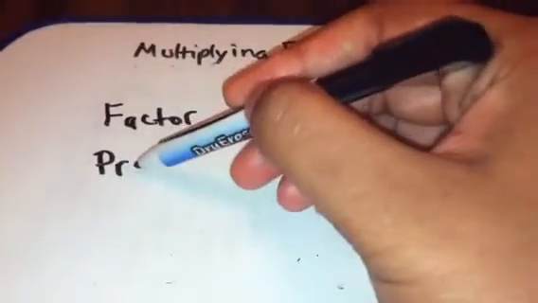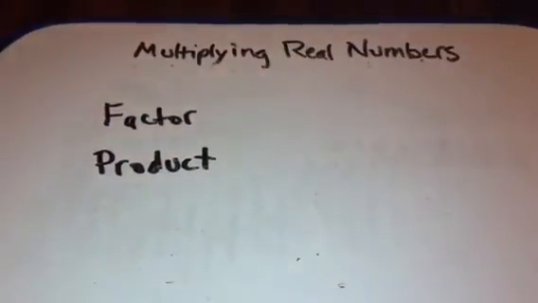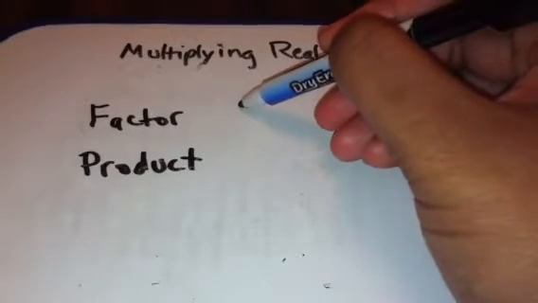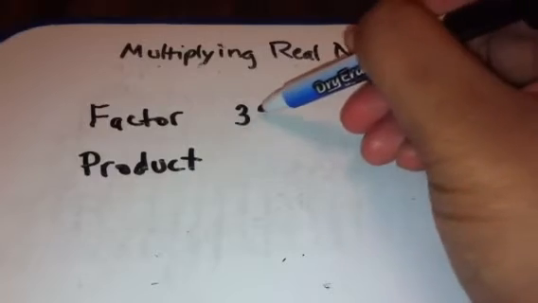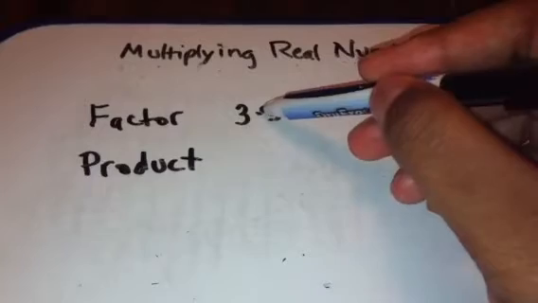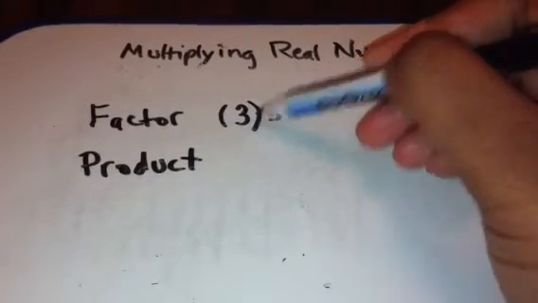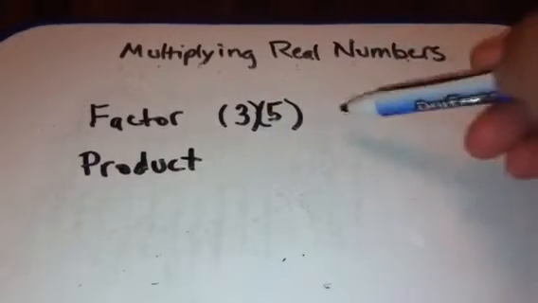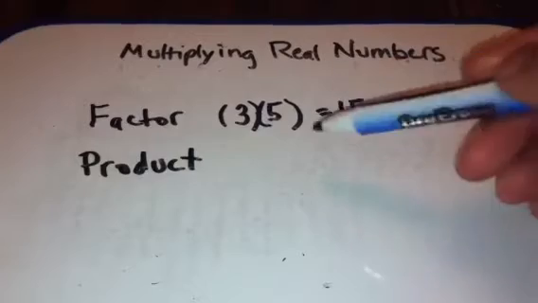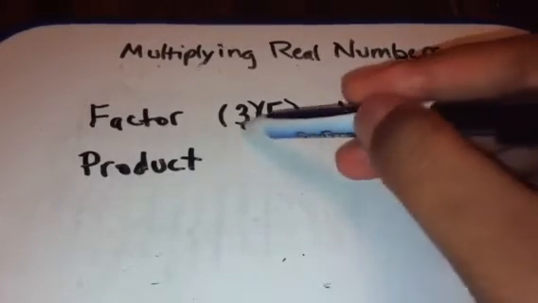The two important words are factor and product. So let's take something like 3 times 5. You can either use a dot in between the numbers to signify multiplication or parenthesis. So 3 times 5 is 15. Well, the factors of 15 would then be 3 and 5.